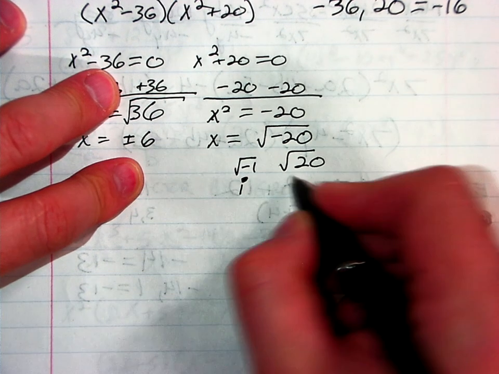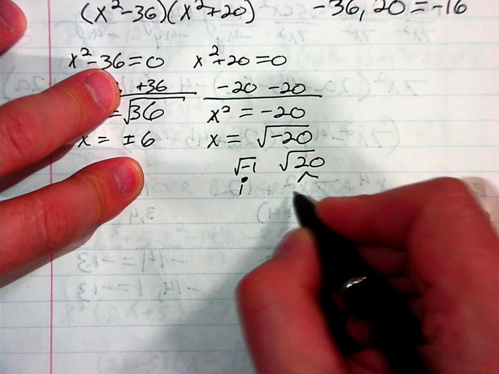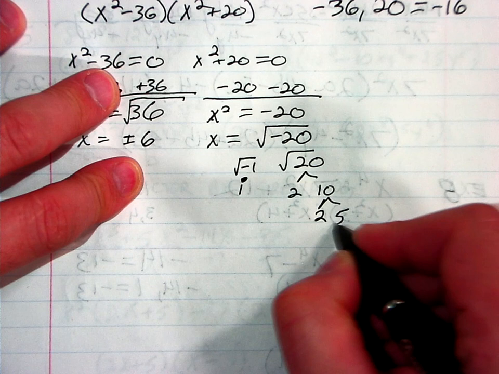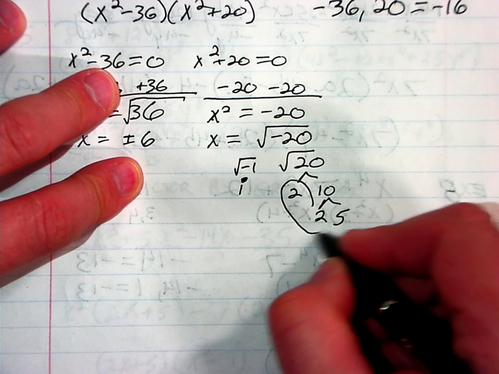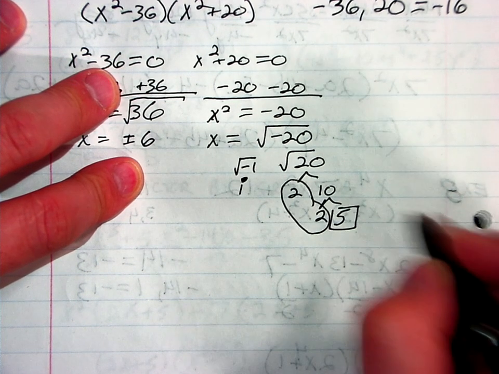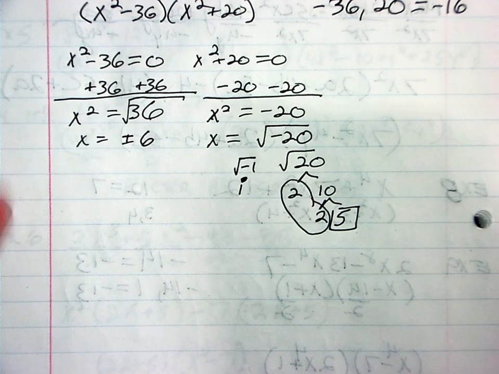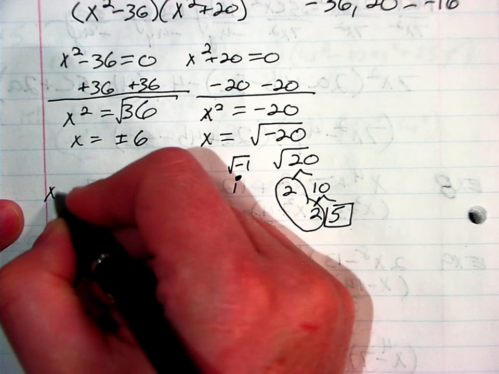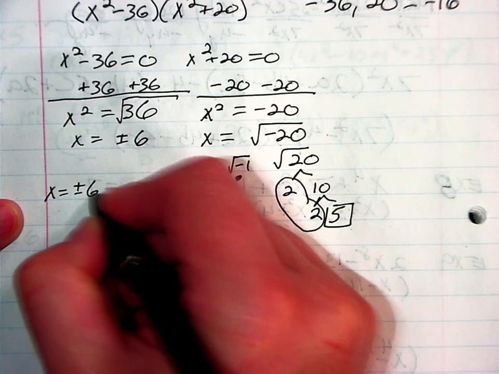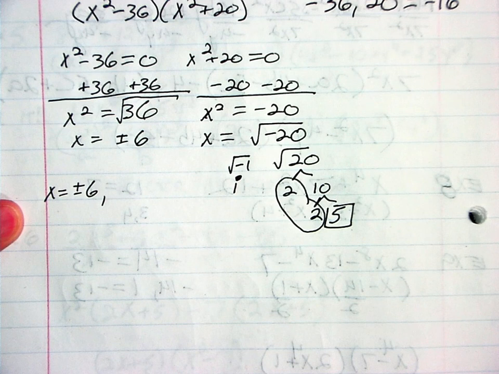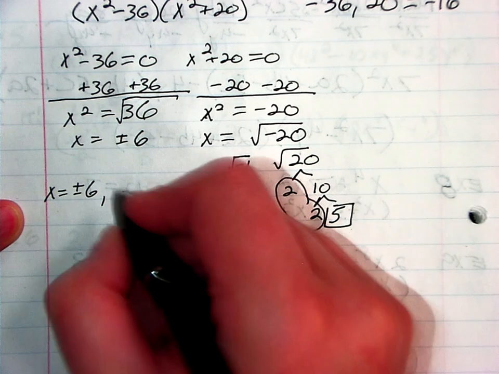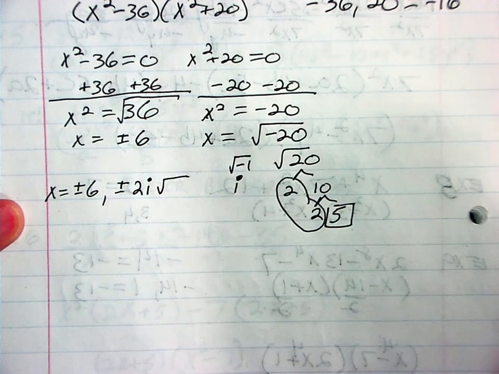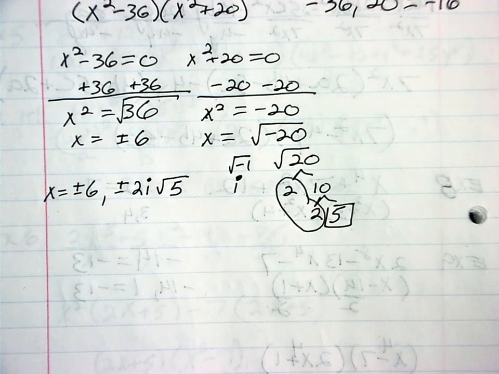What are numbers that go into 20? 2 and 10. What goes into 10? 2 and 5. Do I have any twins? The 2 gets out, the 5 gets out, the i is special, so it gets out. So my final answer for this is x equals plus or minus 6, comma, plus or minus 2i square root 5. That is your final answer.